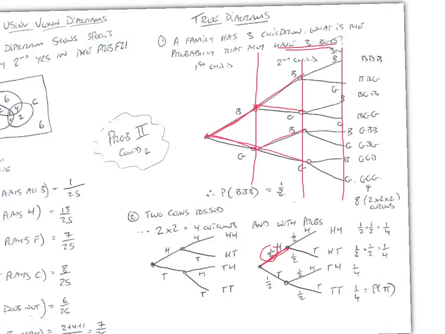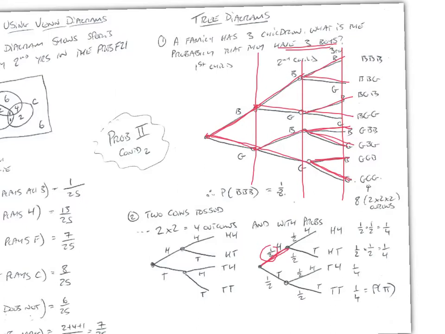And then the third child, whether they had a boy or a girl, can be a boy or a girl. Can be a boy and a boy and a girl and a boy, or a girl and a girl.